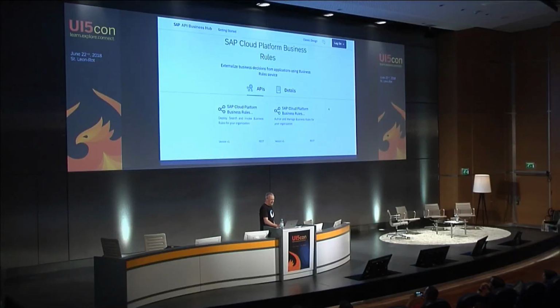I did mention very briefly the business rules API and where that lives on the API hub. There's two. The design of this is a bit unfortunate. You can't tell which one's which from the title because it's so big. But basically, there on the left-hand side is the business rules runtime API. It's a REST-based API. And on the right, there's the business rules authoring or design time API. It's also a REST API.